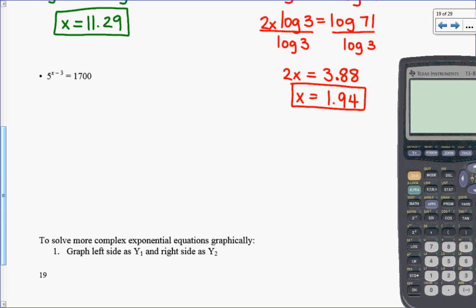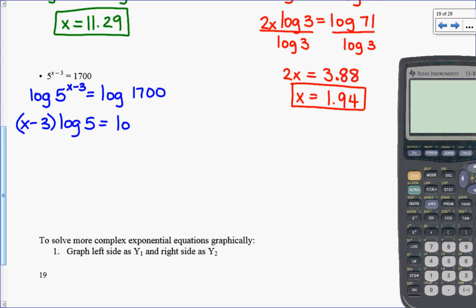Next one. 5 raised to the power of x minus 3 equals 1700. Okay, well, this one is really no different either, except that this time my exponent is a binomial. It's x minus 3. But it's the same thing as before. I'm going to take the log of the left side, 5 raised to the x minus 3, equals the log of 1700. Now I'm going to use the power law of logs to bring that x minus 3 down in front. So that's x minus 3 times log of 5 equals the log of 1700.